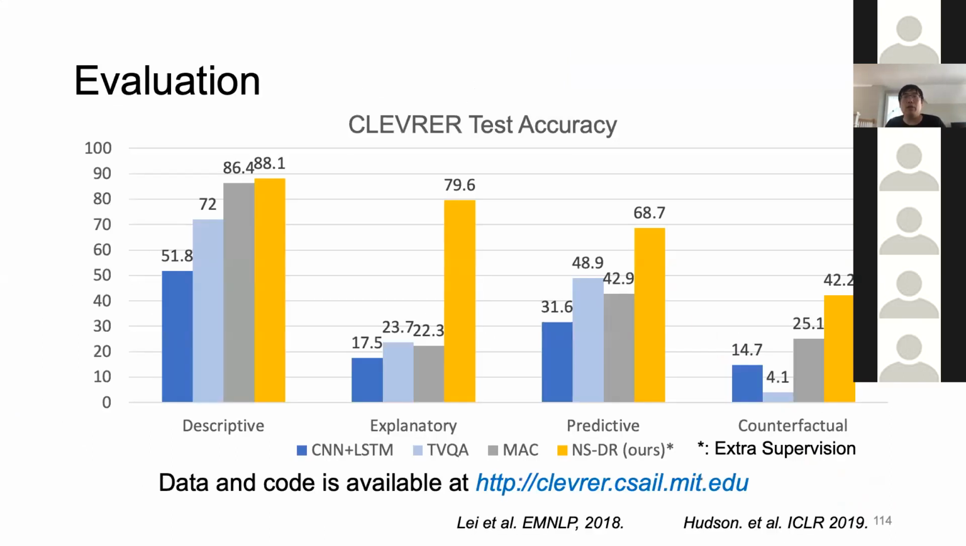We also do some quantitative evaluation, and we find that our model does better on the challenging explanatory, predictive, and counterfactual questions and achieves reasonably good performance. So this result demonstrates the potential of this kind of neurosymbolic approach, which incorporates the ability of understanding the visual scene and the underlying causal structure of language.